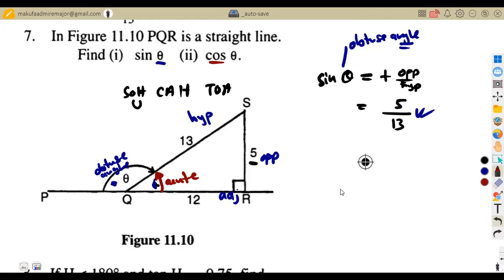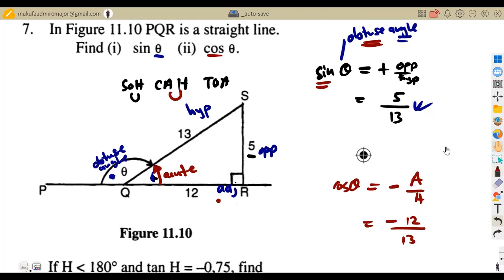What about cos? The cosine of theta. For obtuse angles, cos becomes a negative, tan a negative. Only sine is a positive. So cos is a negative of what? Adjacent over hypotenuse. That's it. So it's gonna get a negative. So meaning to say negative of adjacent, which is 12, over the hypotenuse, which is 13.